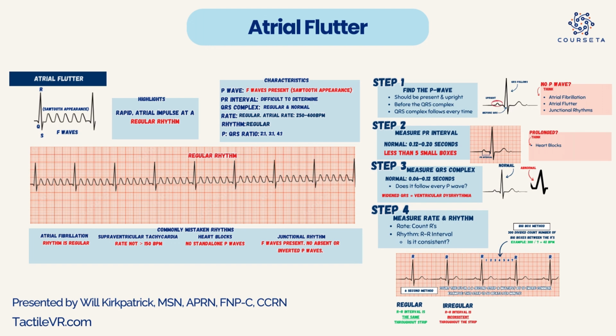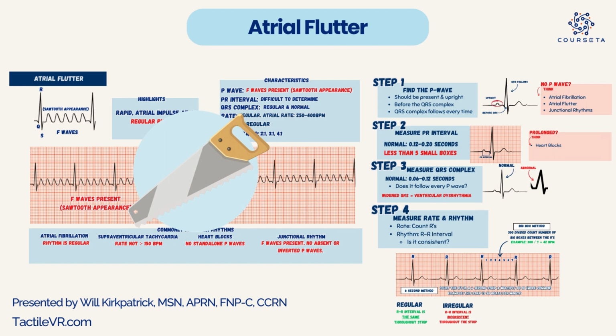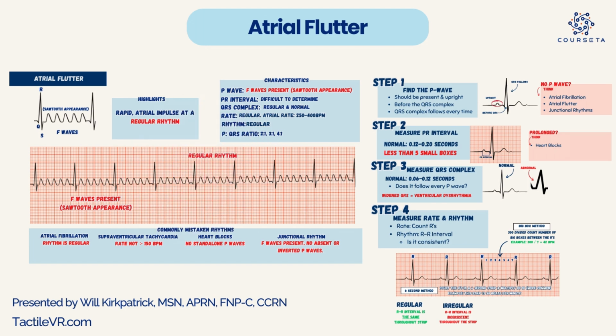There are going to be something called F waves though. So you're going to hear this in your nursing school. They're going to mention it as something that looks like a sawtooth. So these F waves are much more pronounced in atrial flutter. As you can see here, they're much more upright than what you would see in a typical AFib. But don't let that be the determining factor for you. You need to measure the R-to-R interval to truly determine if it's atrial fibrillation or atrial flutter.